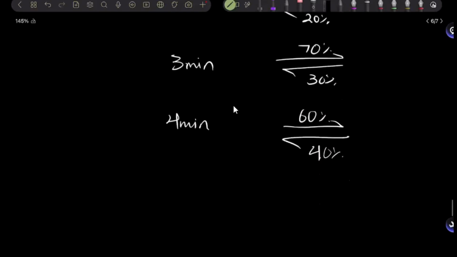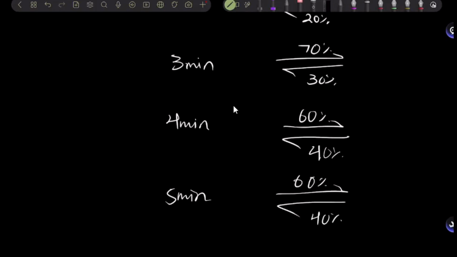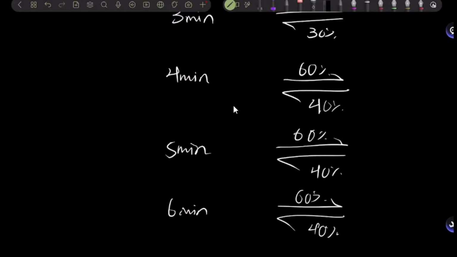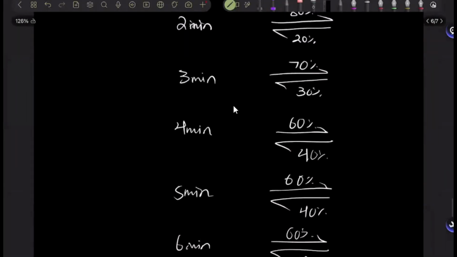Then you come back after 5 minutes, and you see that it's still 60% and 40%. Then you come back at 6 minutes, and you see that it's still 60% forward and 40% backward. What does that mean? These percentages for the rates of forward reaction and backward reaction are not changing. What does that mean for the rate? What has the rate become? It has become constant.